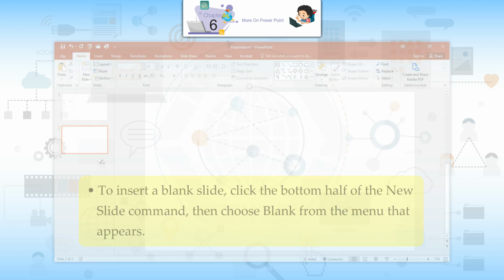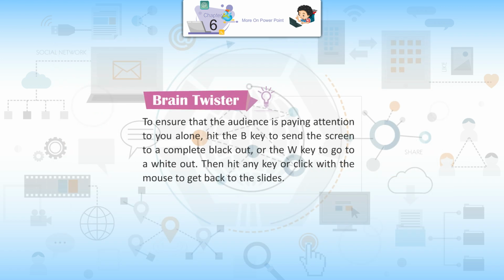Brain twister. To ensure that the audience is paying attention to you alone, hit the B key to send the screen to a complete blackout, or the W key to go to a whiteout. Then hit any key or click with the mouse to get back the slides.